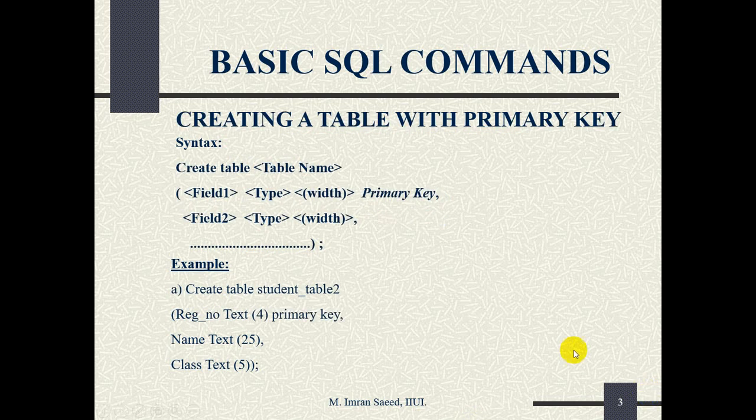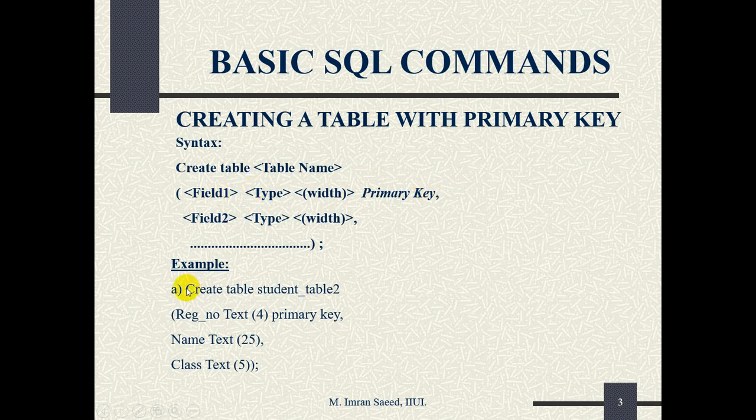So, creating a table with primary key. The syntax again is create table, then the table name, then the starting bracket, field, type, width, and one thing is different now. After the width, I put a space, then I write the reserved word primary key. The field that has this primary key keyword in front of it will become the primary key.